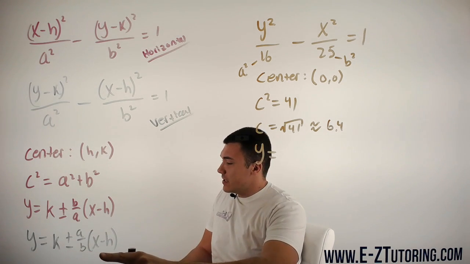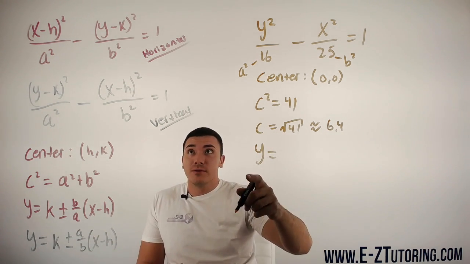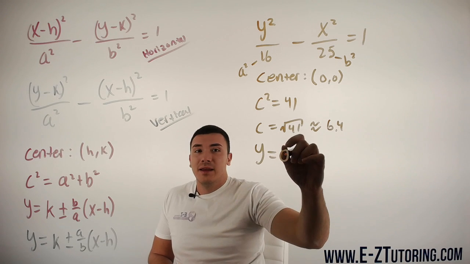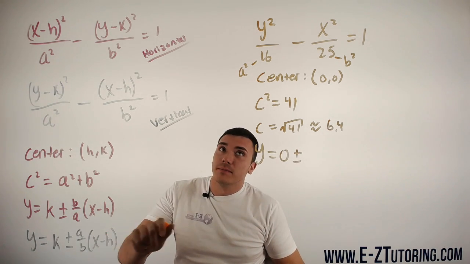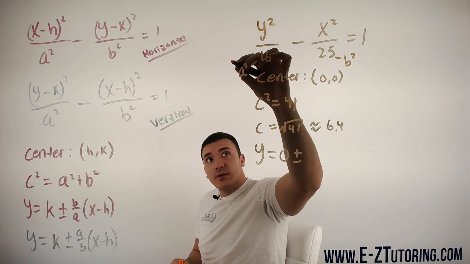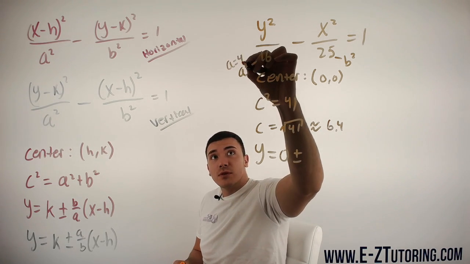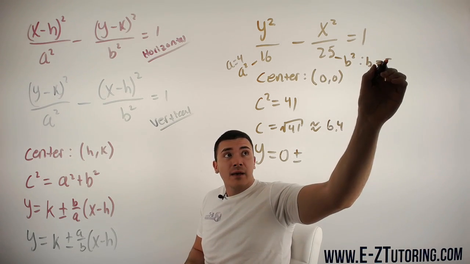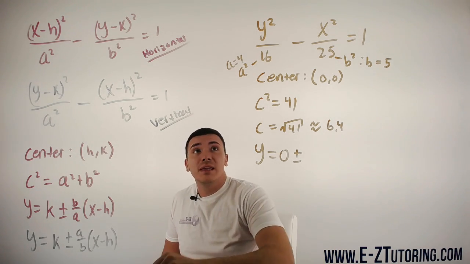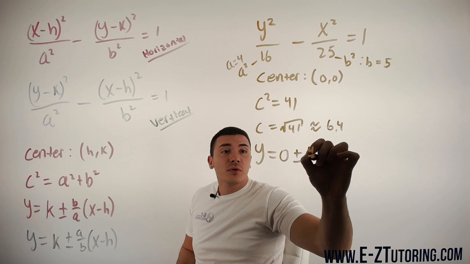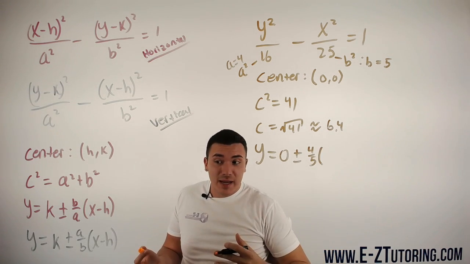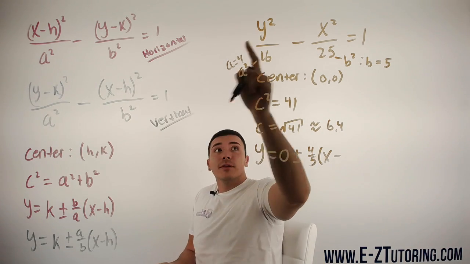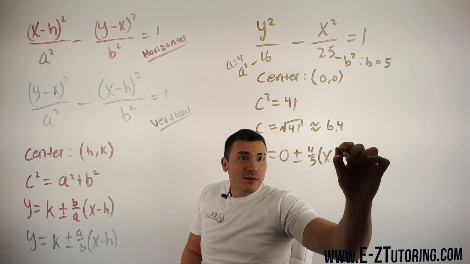All right, so then we can go ahead and find our asymptotes. So obviously we know we are going to use this form, y equals k, which is over here. We have no k, therefore k is 0, plus or minus a over b. A squared is 16, so a equals the square root of 16, which is 4. B squared is 25, so b equals just the square root of that, which is 5. So a over b is 4 over 5, 4 over 5 times (x minus h). What is h? We have over here x minus h, x squared. There's no minus anything. H is 0.